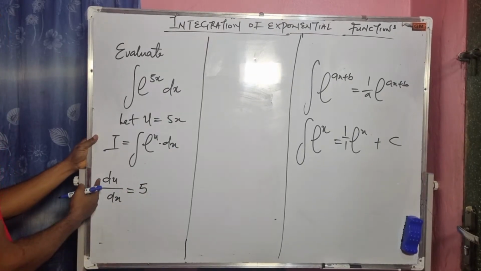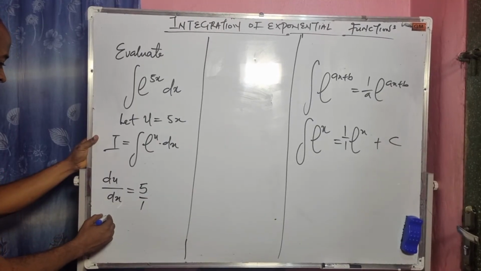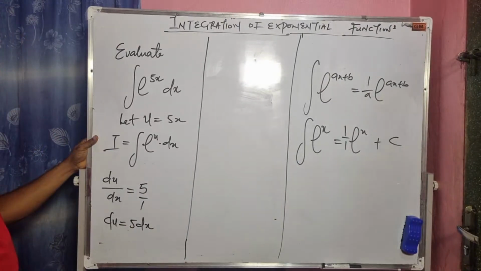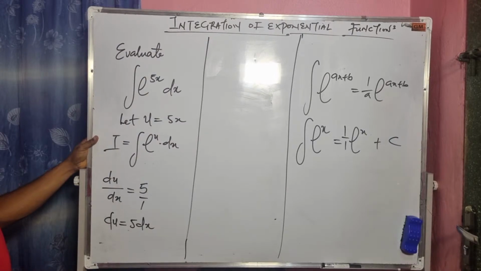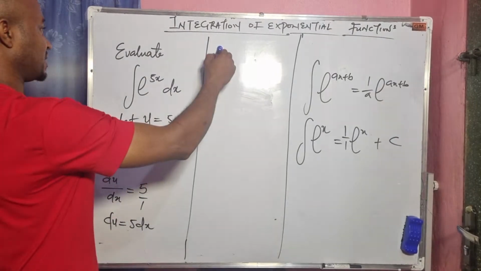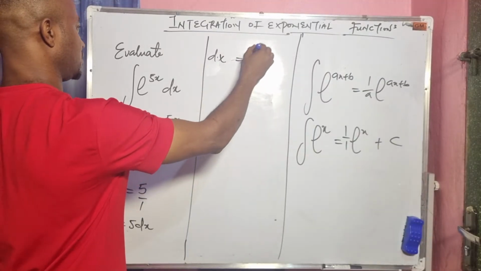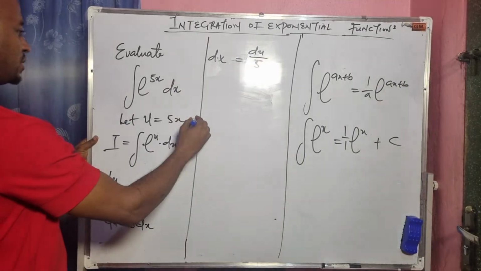When we differentiate u with respect to x, we have 5. So I'm going to cross multiply this. That will give us du equals 5 dx, right? By the time we differentiate, we can make dx the subject of the formula. That means our dx will give us du over 5. Okay, this is our equation 1.